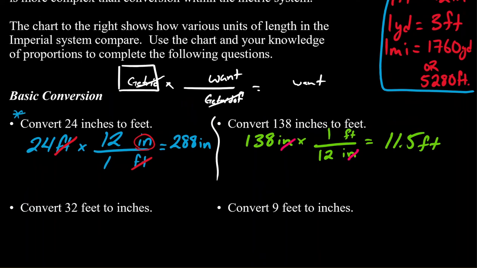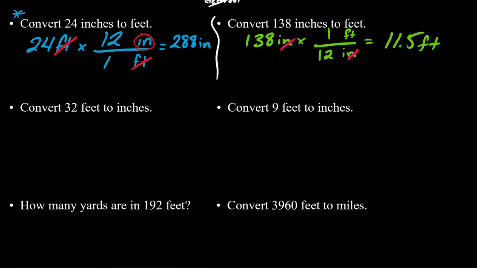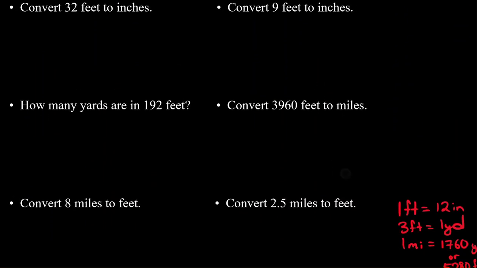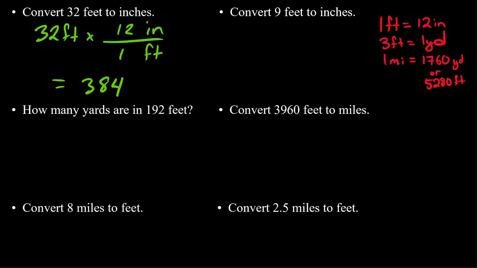Let's try a couple more examples. So here we have convert 32 feet to inches. Okay, so we're going to start with our value of 32 feet, and we're going to multiply it and turn it into inches. So we know there's 12 inches per 1 foot. So 32 times 12 is 384 inches, because feet and feet cancel out.